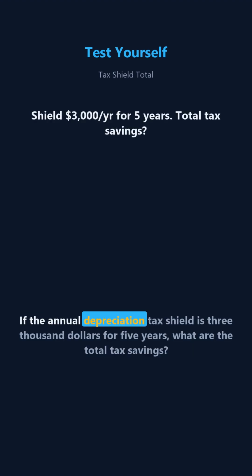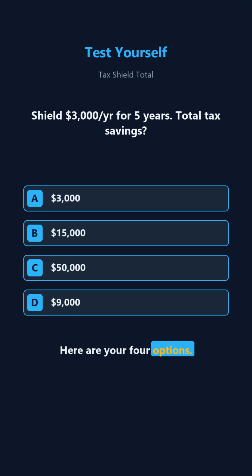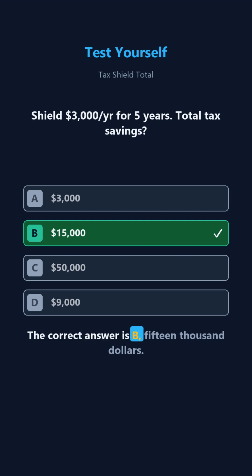Quick quiz, test yourself. If the annual depreciation tax shield is $3,000 for 5 years, what are the total tax savings? Here are your 4 options. Pause the video and solve it now. The correct answer is B, $15,000. $3,000 a year multiplied by 5 years.